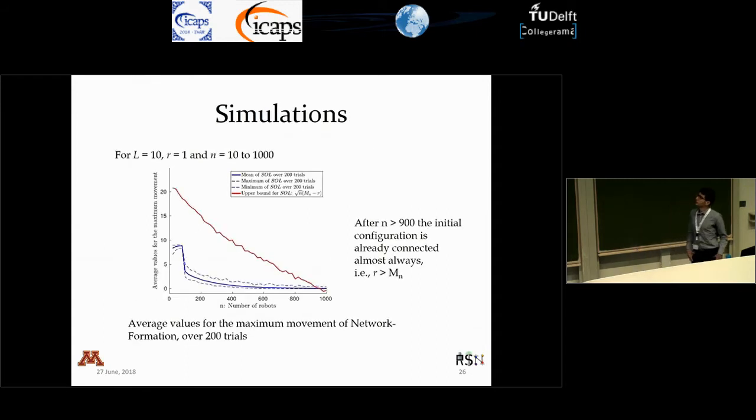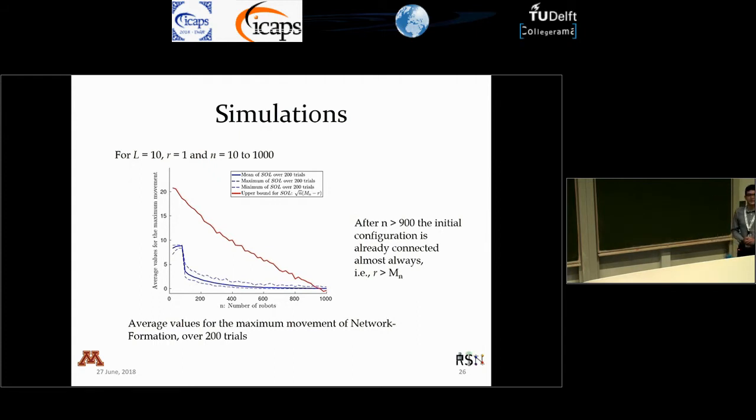So in the simulations we used a varying number of robots, starting from 10 to 1000, in an environment of side length L equals 10 and connectivity radius r equals 1. So the figure here shows the average values of the maximum movement produced by our algorithm. The blue one is the average maximum movement solution, and the red curve is the bound.